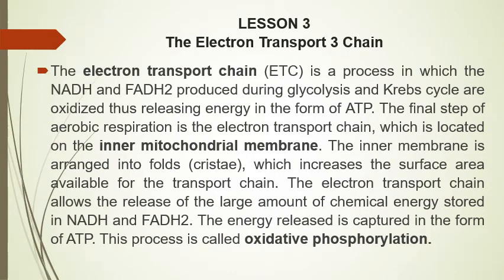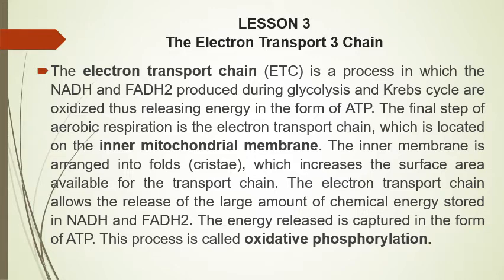Lesson 3. The Electron Transport Chain. The electron transport chain, or ETC, is a process in which the NADH and FADH2 produced during glycolysis and Krebs cycles are oxidized, thus releasing energy in the form of ATP. The final step of aerobic respiration is the electron transport chain, which is located on the inner mitochondrial membrane. The inner membrane is arranged into folds, cristae, which increases the surface area available for the transport chain.